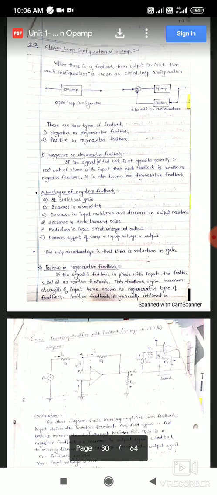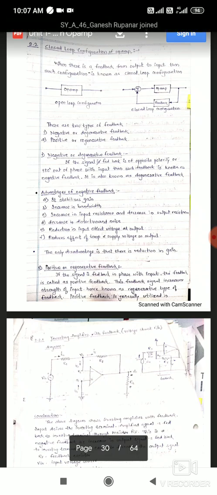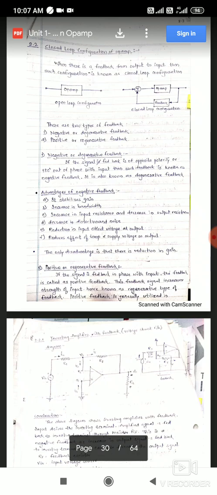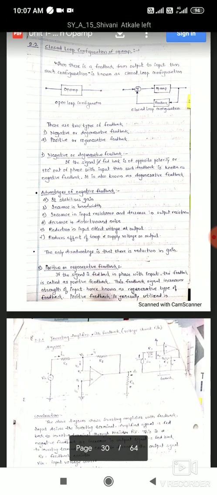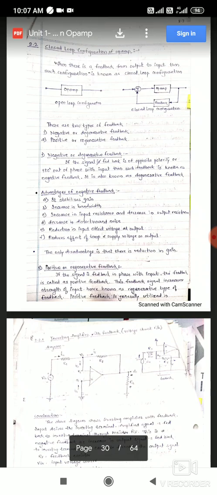So negative feedback means what? Whenever a 180-degree phase shifted output signal is fed back to the input terminal, that input terminal is nothing but the inverting terminal. So whenever the output signal is connected to the inverting terminal of the input, it is called negative feedback. And whenever the output signal is connected to the non-inverting terminal, it is called what? Positive feedback. So if a 180-degree phase shifted output is connected to the input, then obviously it is called negative feedback or degenerative feedback.